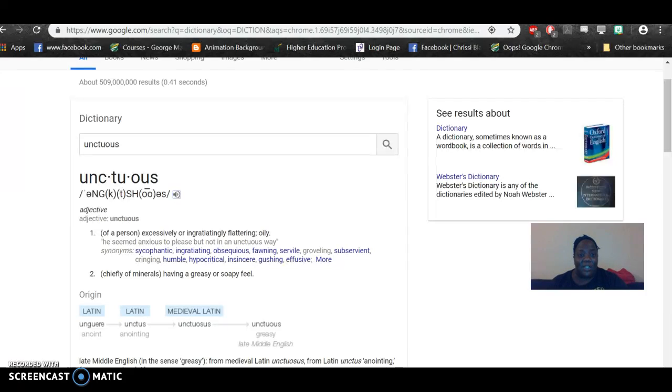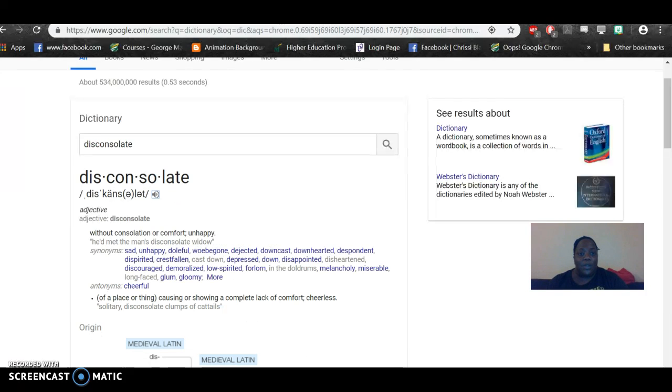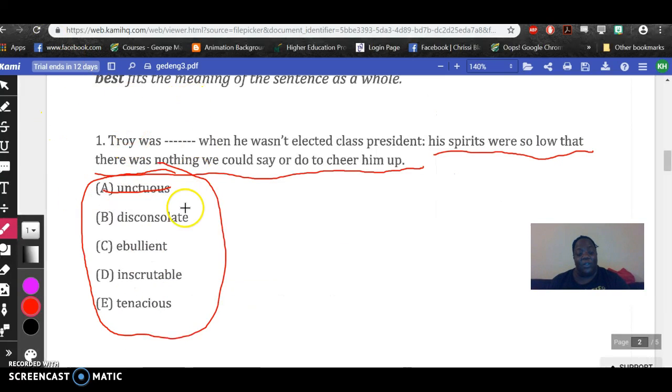What were some other synonyms that we used with it? Here it is. Discouraged, glum, gloomy. All of these are different synonyms that we could put in place. So we can say glum or gloomy. Troy was glum or gloomy when he wasn't elected class president. His spirits were so low that there was nothing we could say or do to cheer him up. I'm thinking that that might be a good choice, okay?